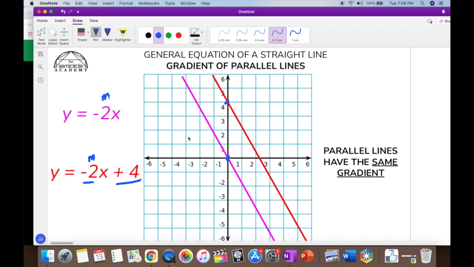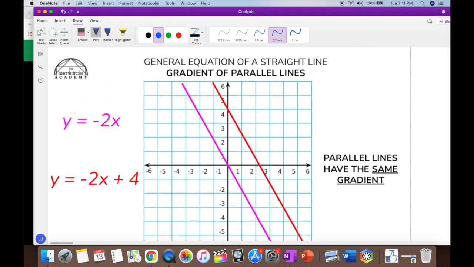Right? So you can see that when 2 lines have the same gradient, they are parallel. Parallel lines have the same gradient. So just make a quick note of this and tell me "done it" when you're done.